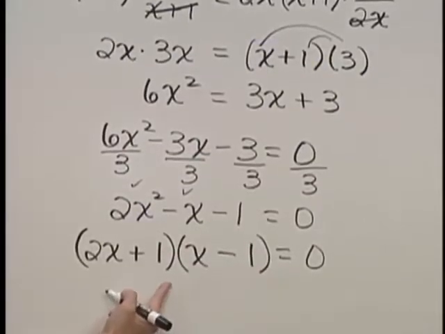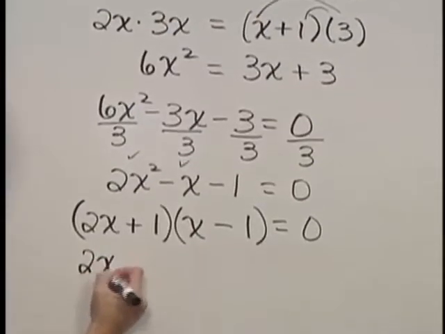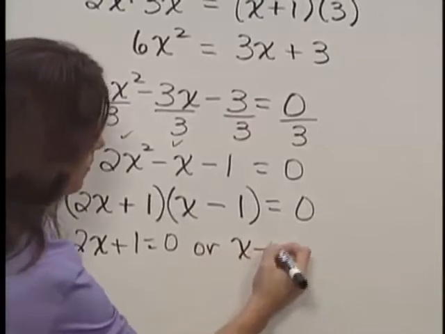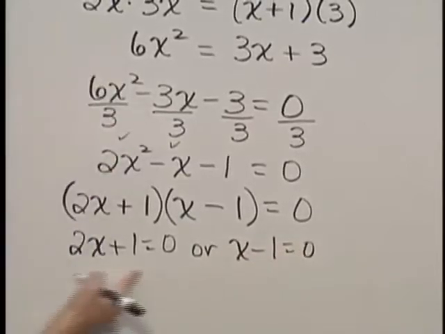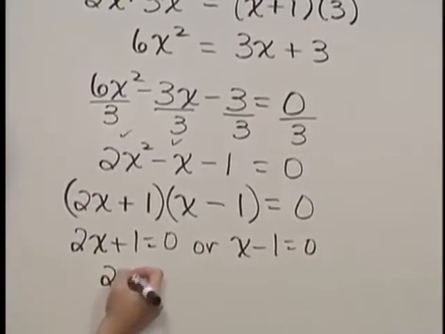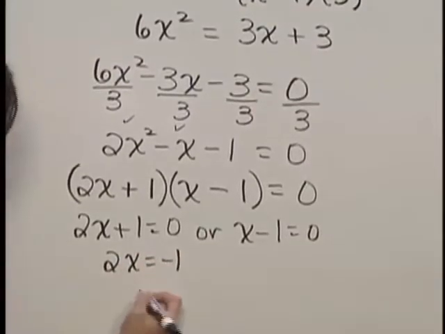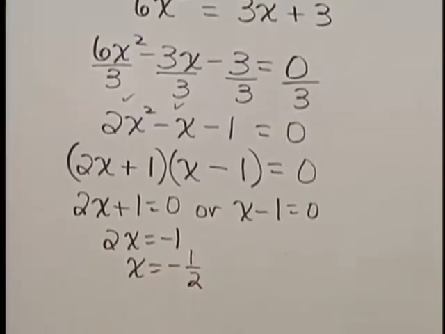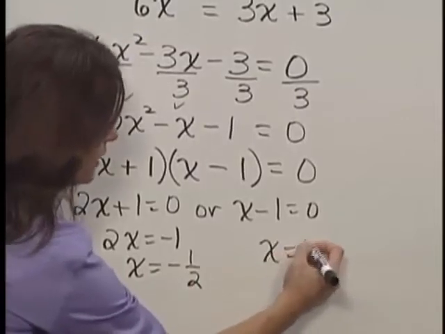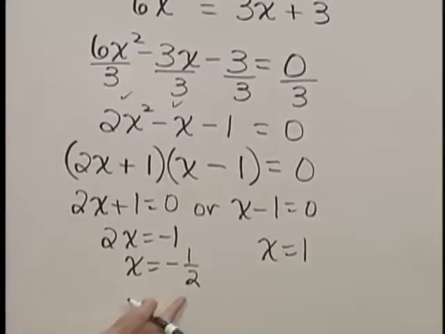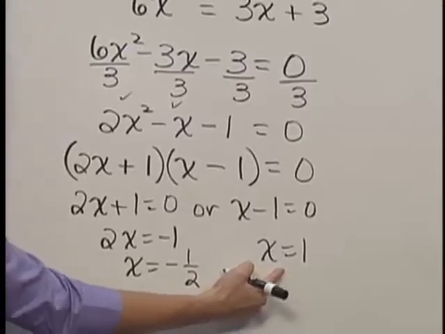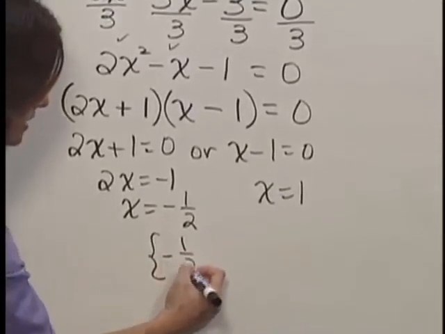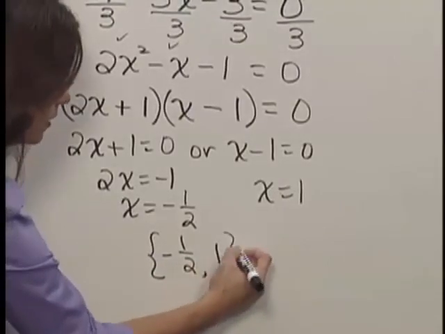Now use your zero factor property. 2x plus 1 is equal to 0, or x minus 1 is equal to 0. And solving each linear piece now, 2x is equal to negative 1. x is negative 1/2 then. Or x is equal to 1. You can verify that both of these do check in the original equation. And our solution set is negative 1/2, 1.